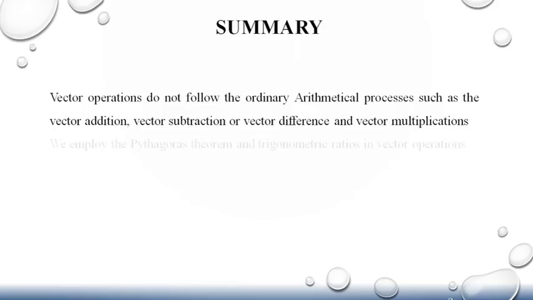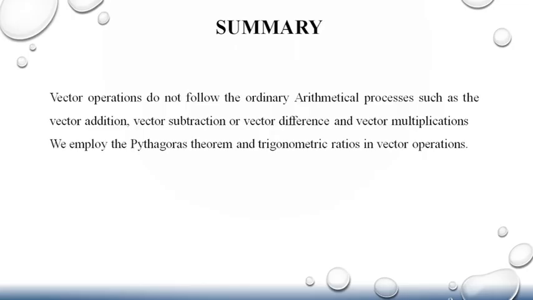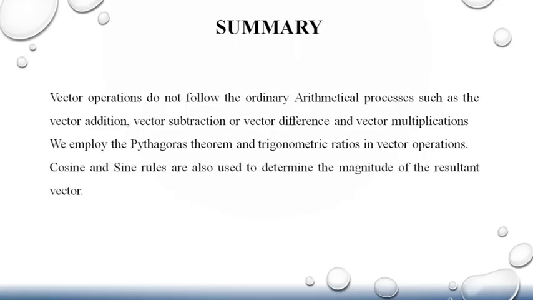We employ Pythagoras theorem and trigonometrical ratios in vector operations. Cosine and sine rules are also used to determine the magnitude of resultant vectors.